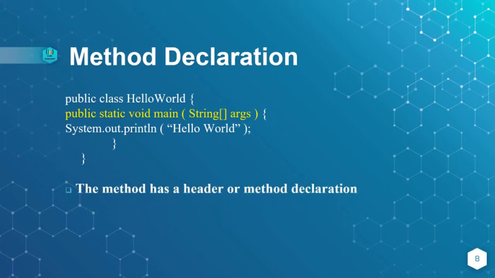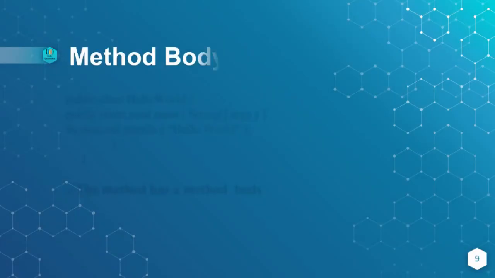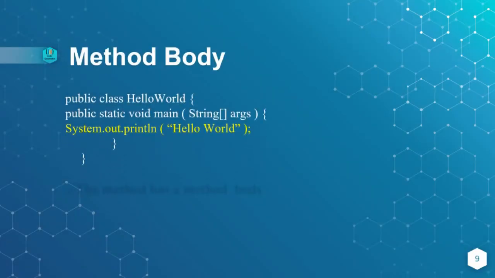The method has a header or a method declaration. Now, method body. We are writing System.out.println Hello World under the main method. That means this is the method body. So, the code we are writing inside the main method is called the method body. We can write anything, whatever we want to develop or build, under the method.